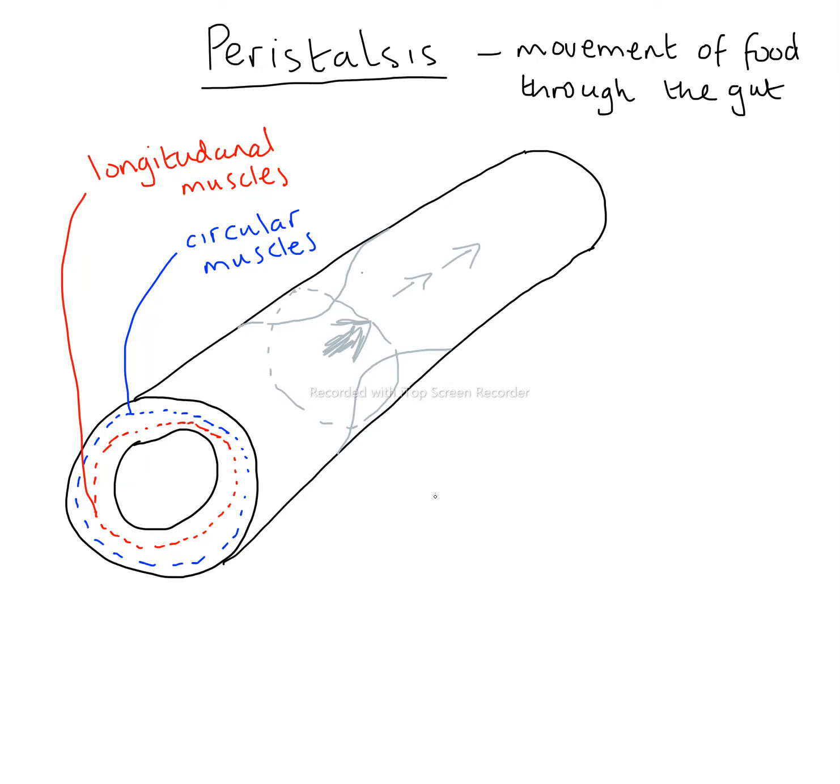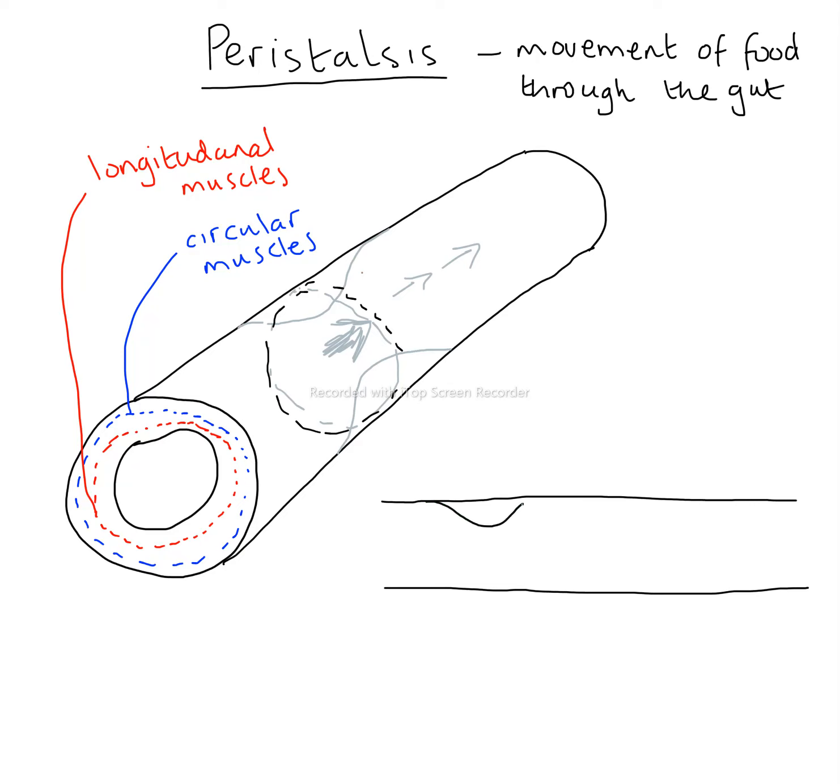So what happens is there's the original shape of the gut. It's like a tube. And so the circular muscles here, if they contract, this gets smaller, and then the food from this area gets pushed forward.